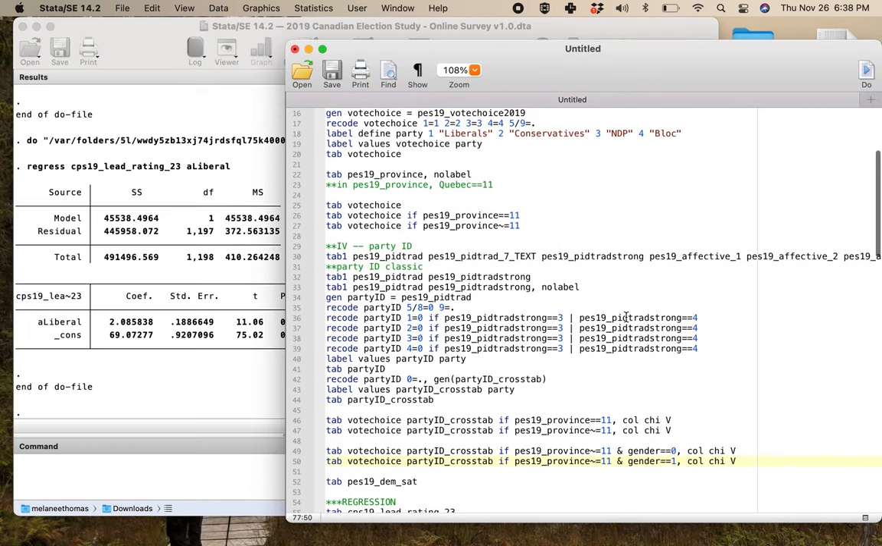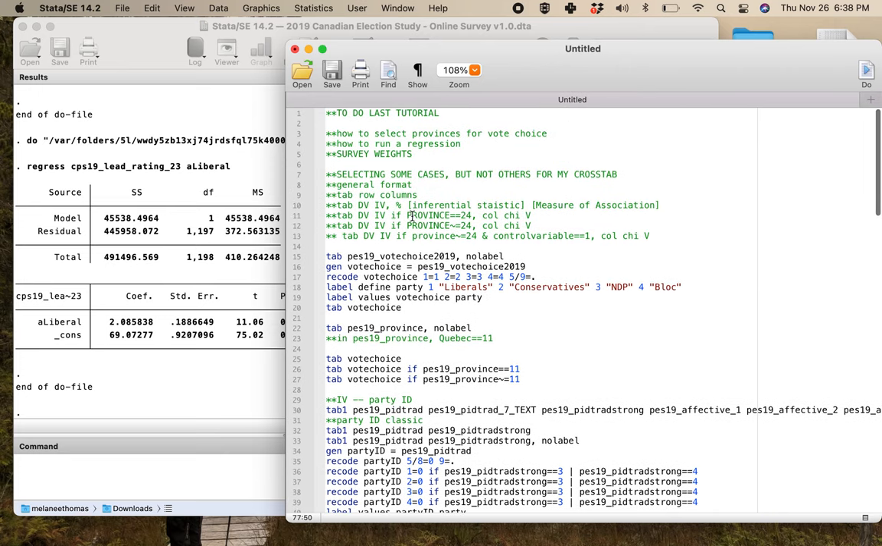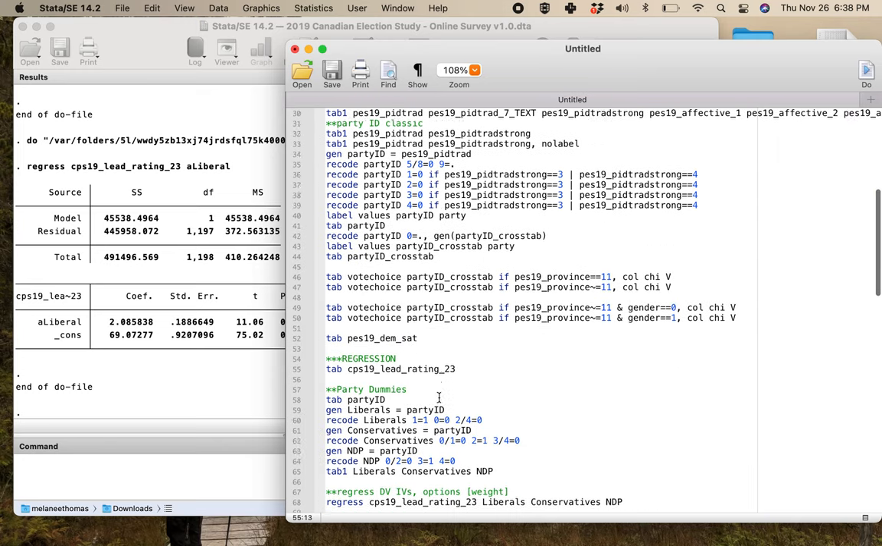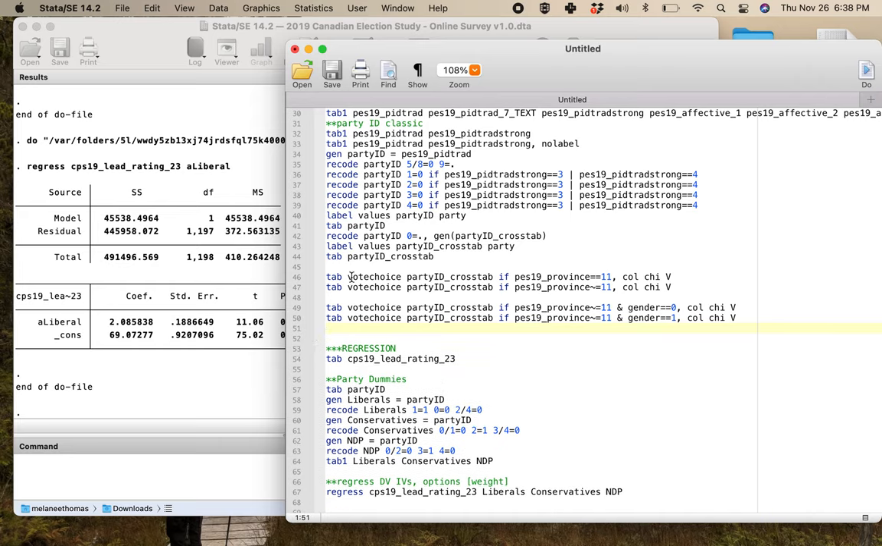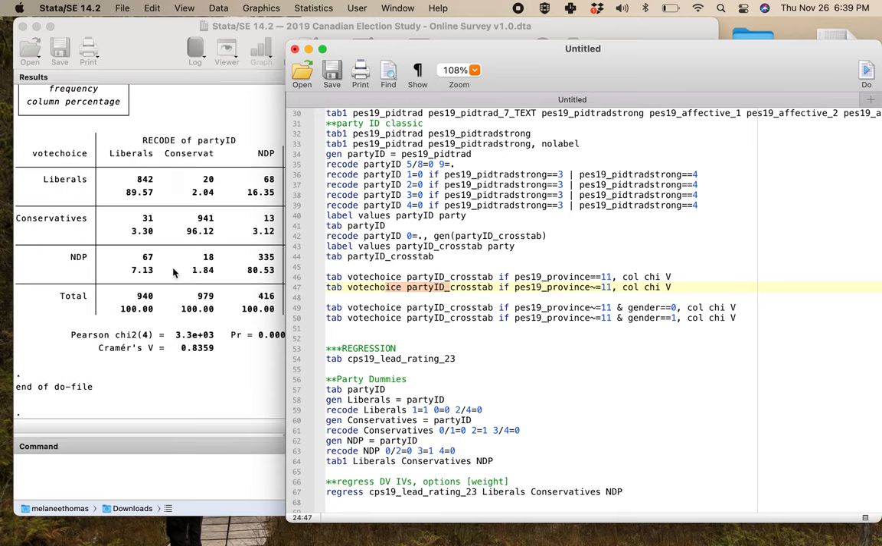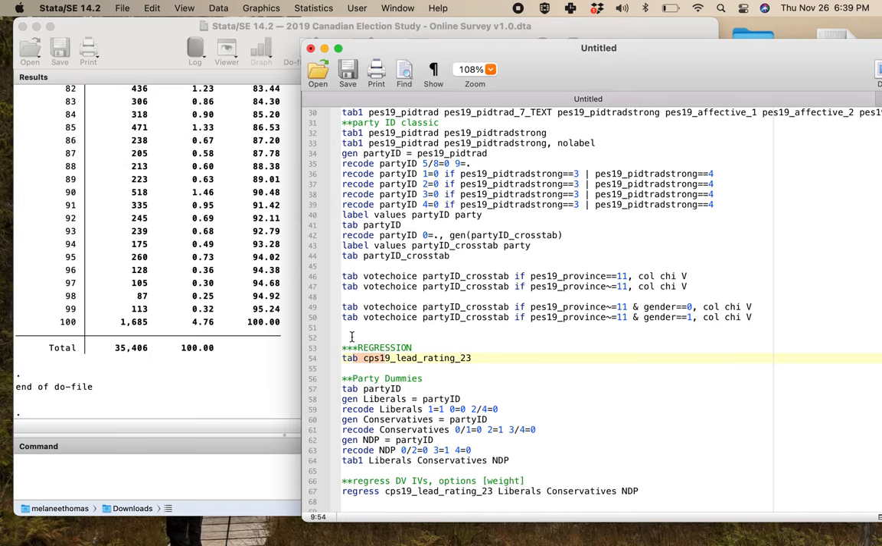And so, things we've already covered in the last video: we've talked about how you would select on a province for a crosstab and how you would set things up for a control variable, and we built this party identification variable. Where we finished off was how we actually did this vote choice, if it was in Quebec with party ID or if it was outside of Quebec.